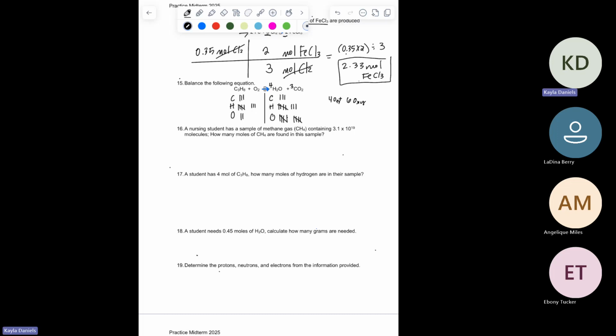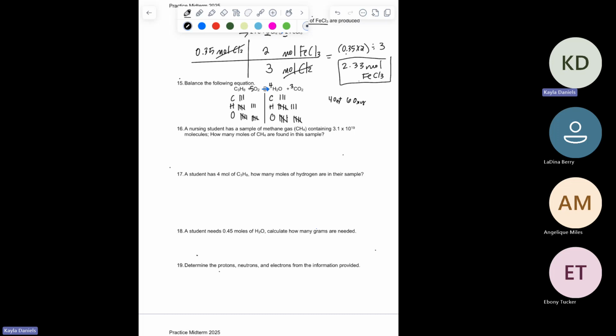So my carbons are balanced, my hydrogens are balanced. My oxygens are not balanced, but I'm in a good spot. If I put a 5 here, 5 times 2 is going to equal 10, and that will balance them without changing anything else. So that leaves me at my final point. All right, questions.